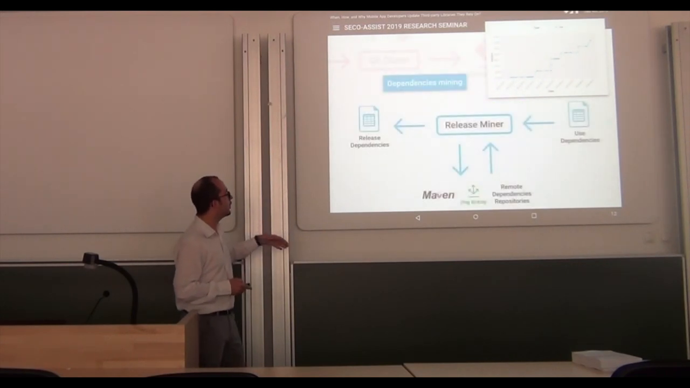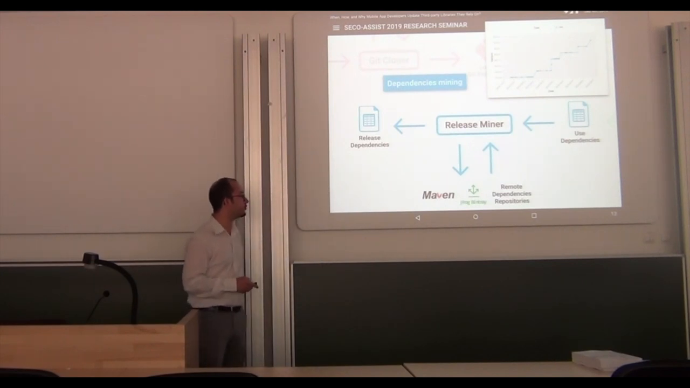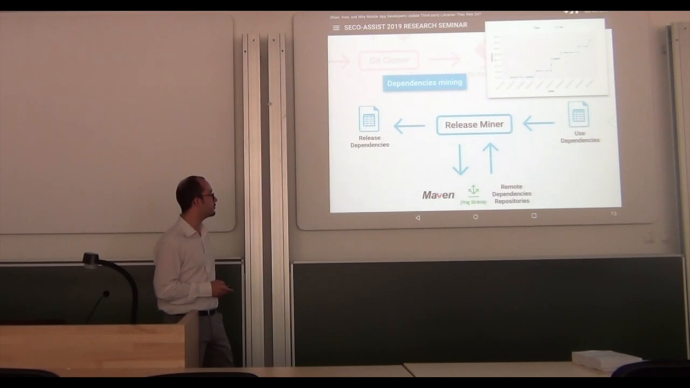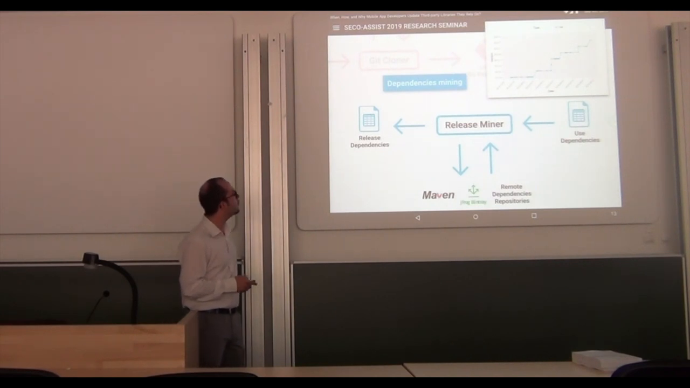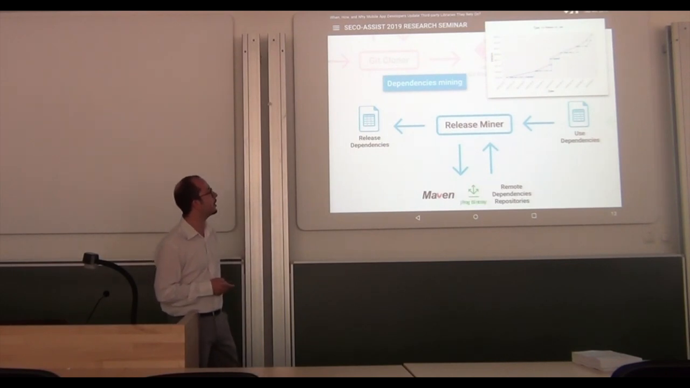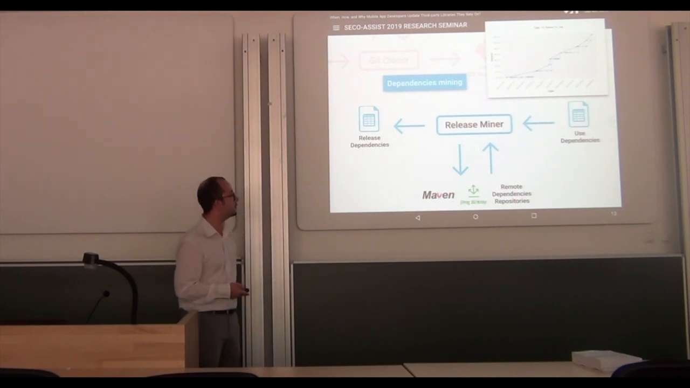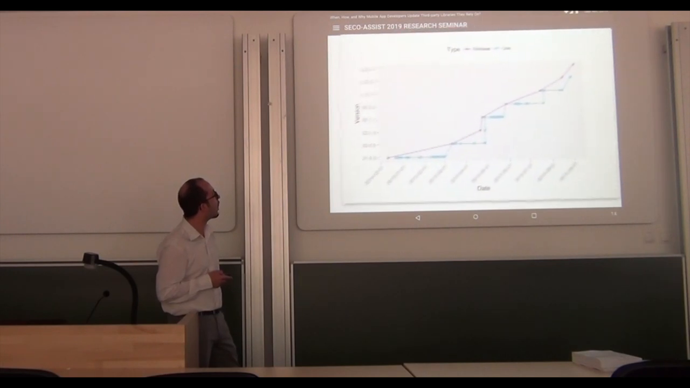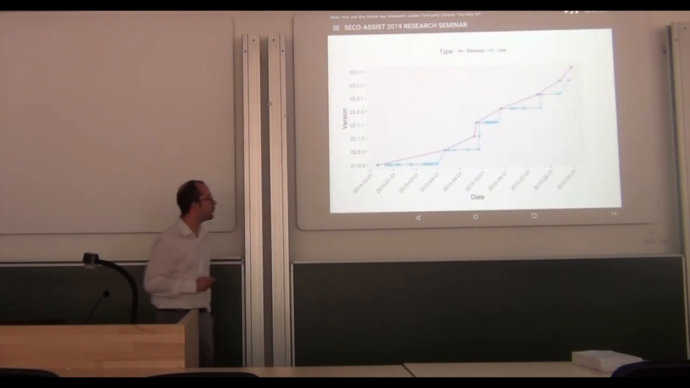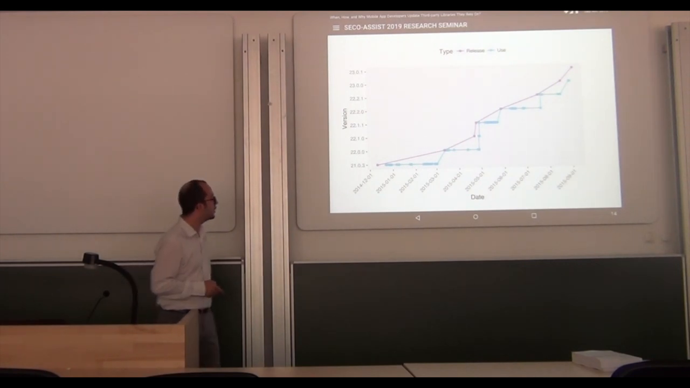After this step, we started scraping Maven, Bintray, and other repositories with the dependencies. And basically, we are able to add this information. So for each library, we're able to know which releases of the library were published. So basically, in the end, this is an example of what we had for each library that was used by each app that we considered.